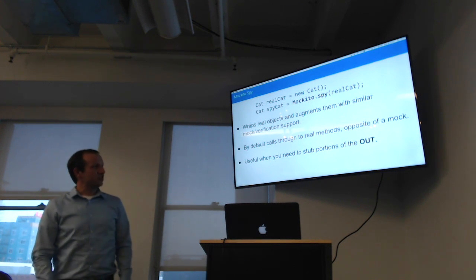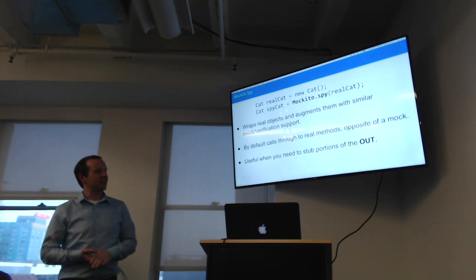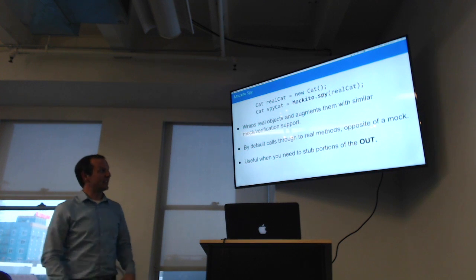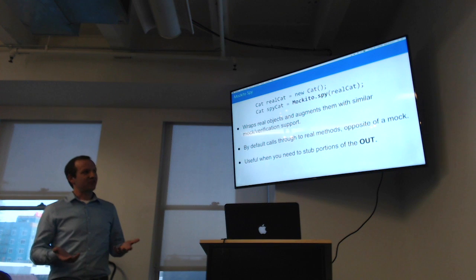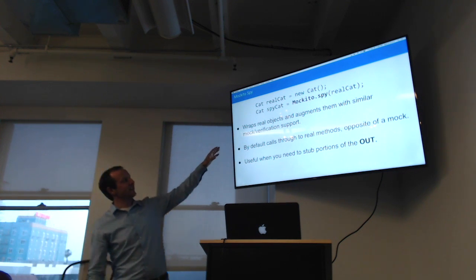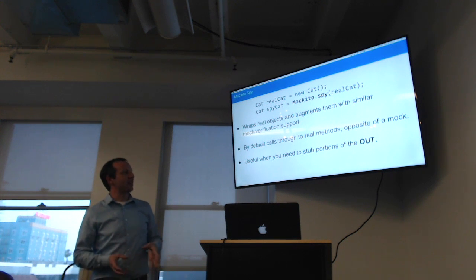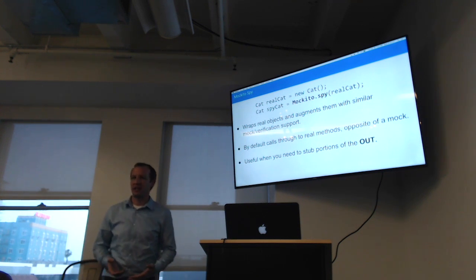So there's something else in Mockito that is useful, but I want to caution you on this because you can get into some indeterminate behaviors and maybe run into things that you're not expecting. It's called a spy. Essentially, a spy is sort of a wrapper for a real object. So let's say in your test case you have a cat. You've created a real cat here, and you want to spy on this cat. What are you doing with the spy? Basically, you're augmenting it with similar functionality that the mock object has.